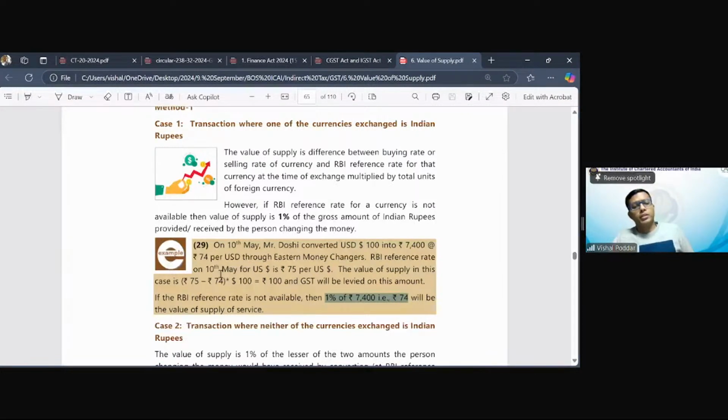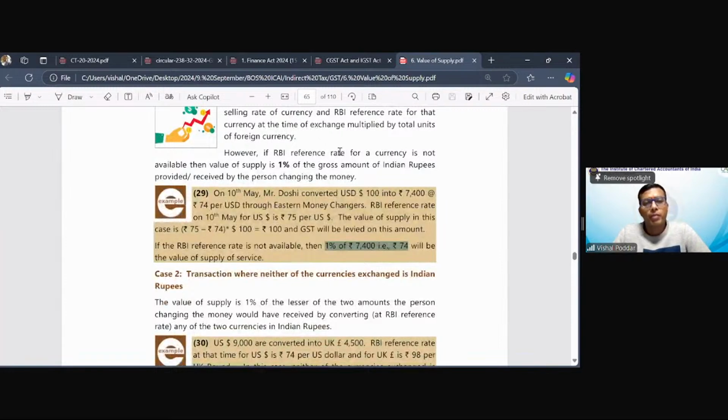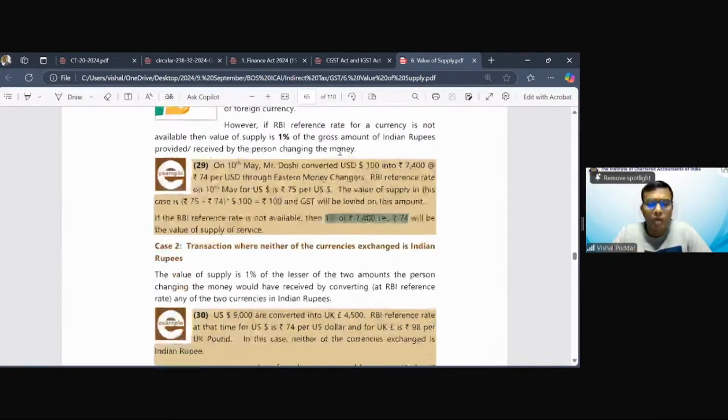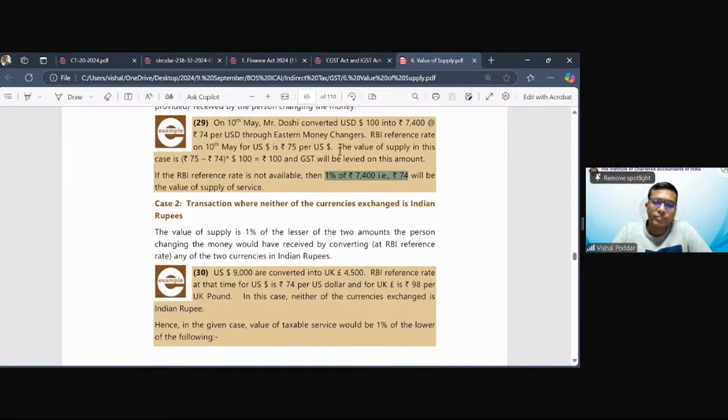Let us say the person has exchanged that particular currency for a particular value. Like in this case, $100 have been exchanged for rupees 74 each, so what you have received in gross is 7,400 rupees. So 1% will be the value: 7,400 into 1%, that is 74, is the taxable value. So if the RBI rate is available, take the difference between the buy rate and sell rate. If the RBI rate is not available, then the value is taken as 1% of the gross amount.